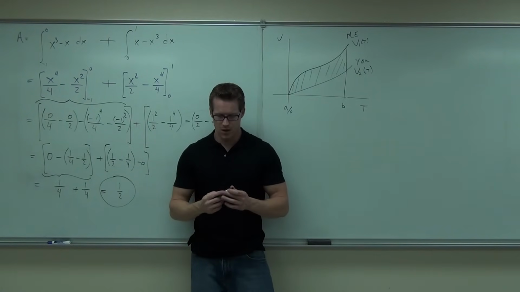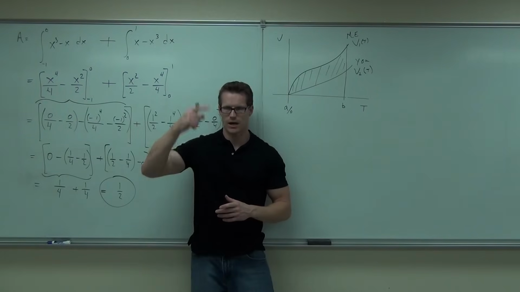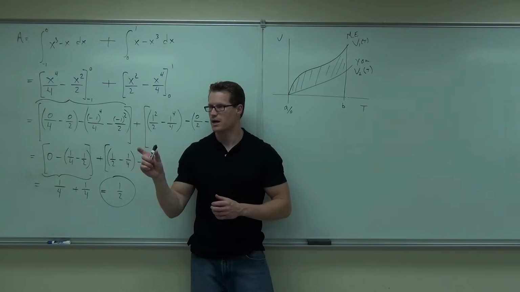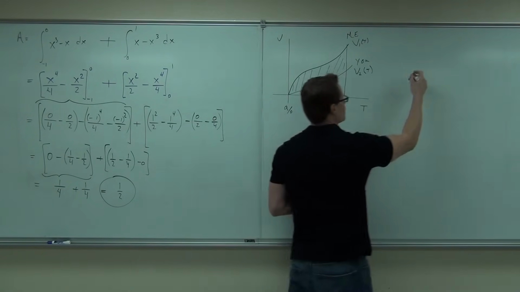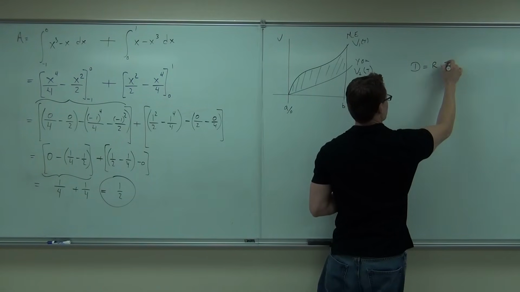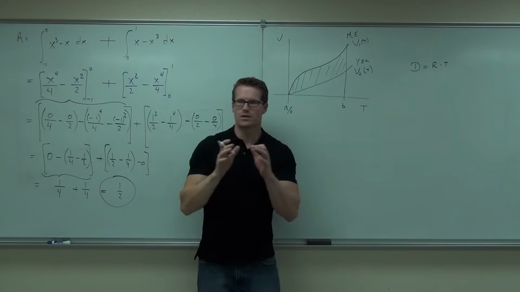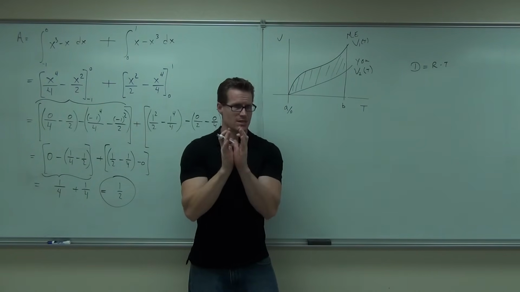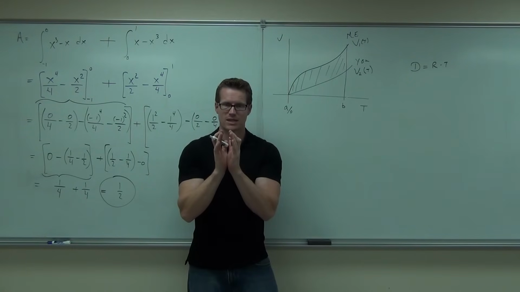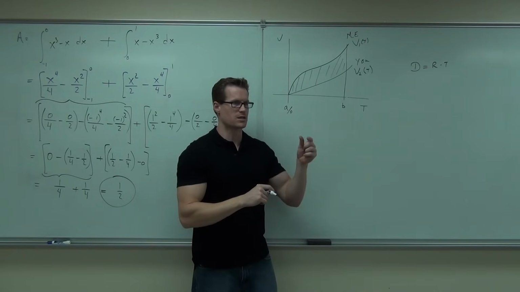Now, tell me something. We're finding area, right? What's the width? Time. What's the height? Velocity. What's time times velocity? Distance. You ever seen that before? Distance equals rate times time, right? That is an area. Basically, think back to what you're actually doing here. You're finding little rectangles and adding them all up. A little rectangle would be a little piece of time times a little piece of velocity. Time times velocity is a distance.